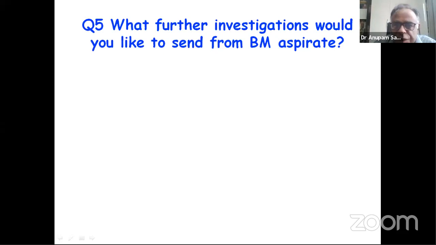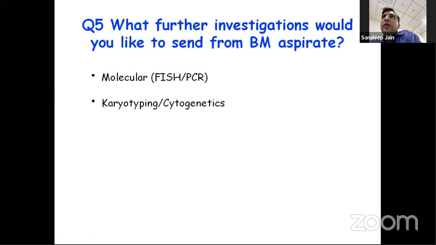What further investigations would you like to send from bone marrow aspirate, Dr. Sandeep? So in addition to morphology that we have to see, we have to send sample for immunophenotyping. Immunophenotyping will be useful to categorize the type of leukemia, whether it is ALL or AML. Among the ALL also, we will have to know whether this is B or T subtype, because this will further help us in planning the treatment for this child.